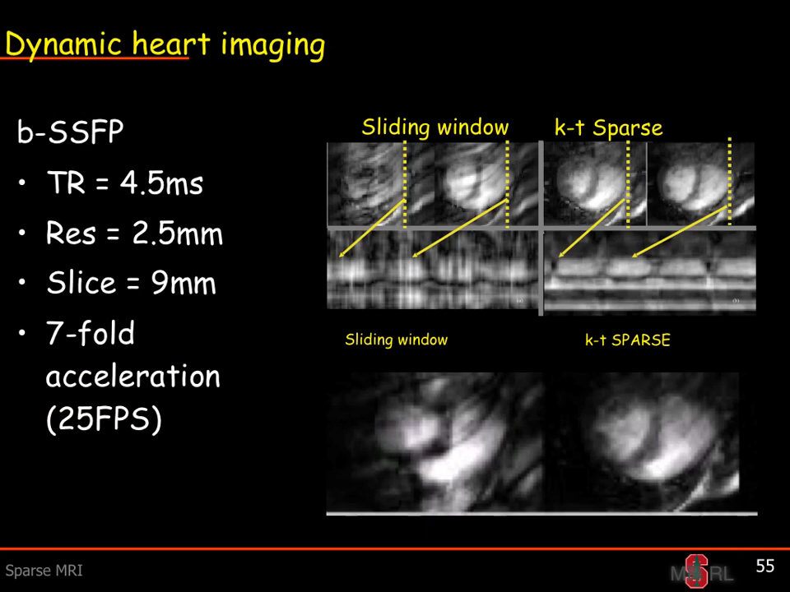Here's some data from an actual dynamic heart imaging using balanced SSFP, short TR 4.5 milliseconds, a resolution of 2.5 millimeters, 9 millimeter slices, and then 7-fold acceleration without parallel imaging to achieve a 25 frame per second temporal resolution. And you can see here that compared to sliding window, KT sparse is able to remove most of the aliasing artifacts, and you can really see in time the coherent parts of the heartbeat.